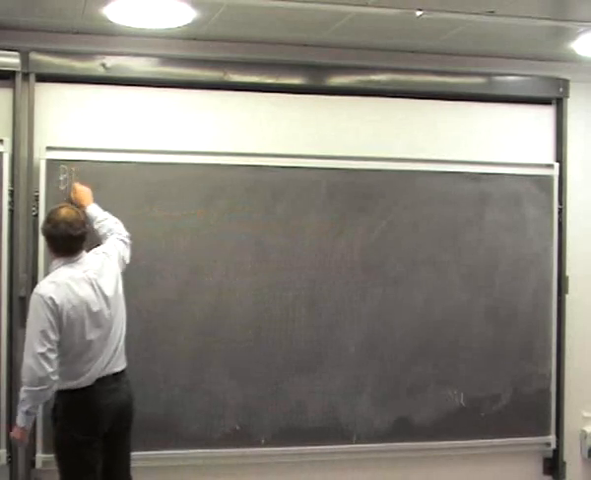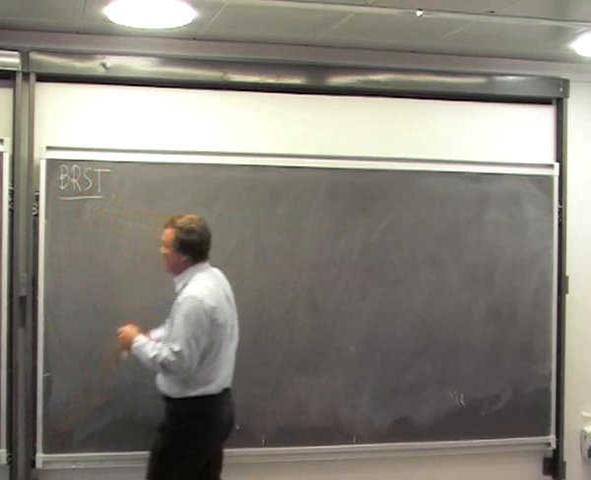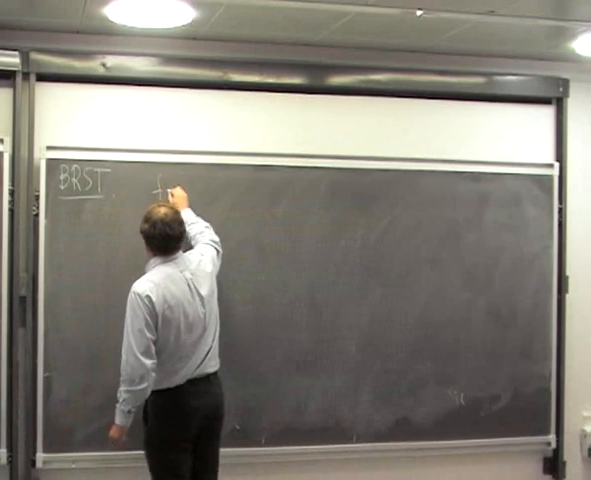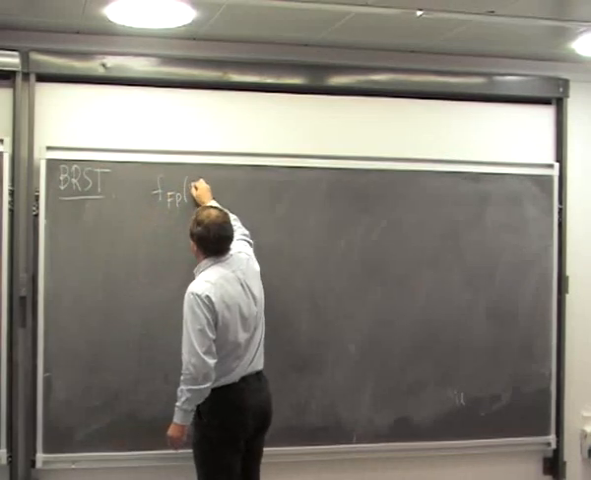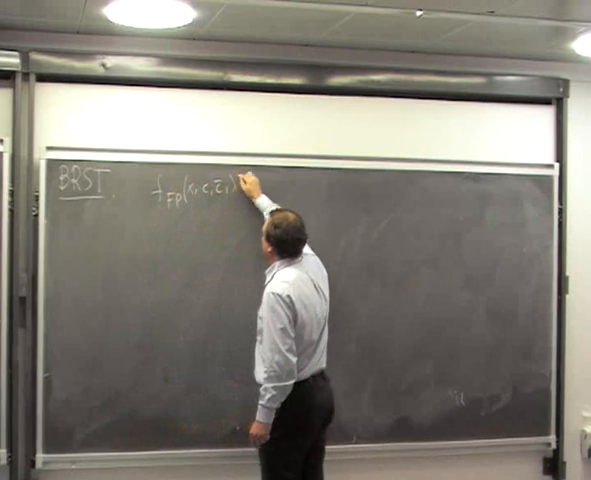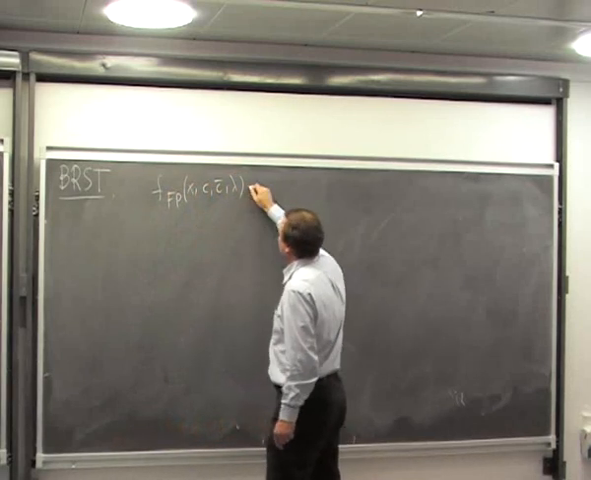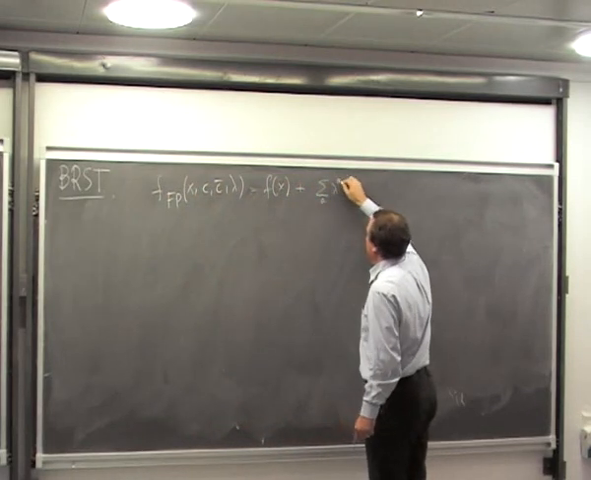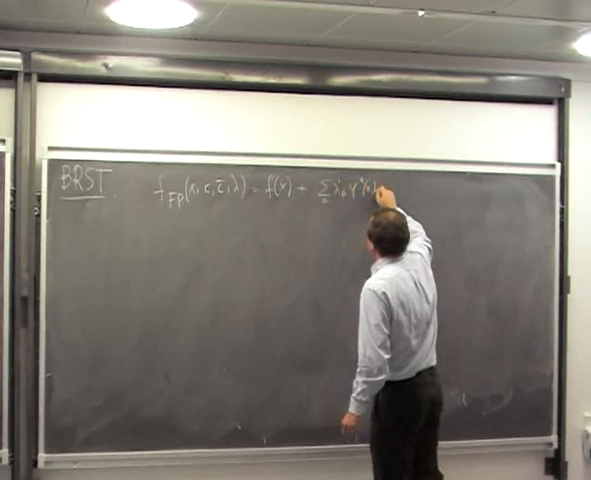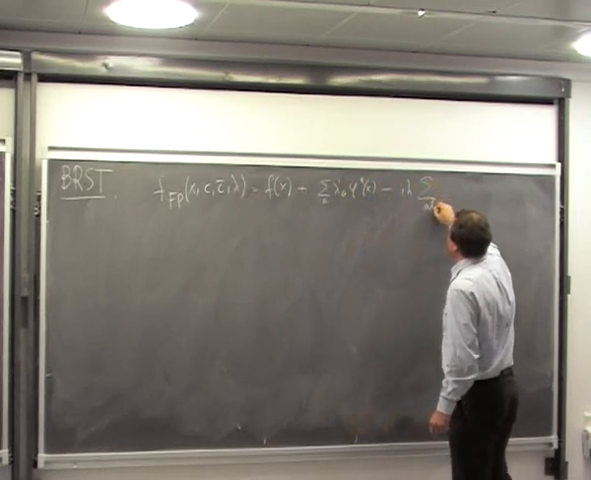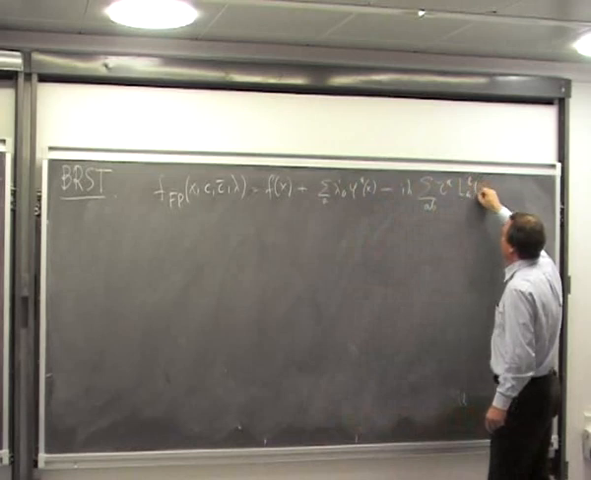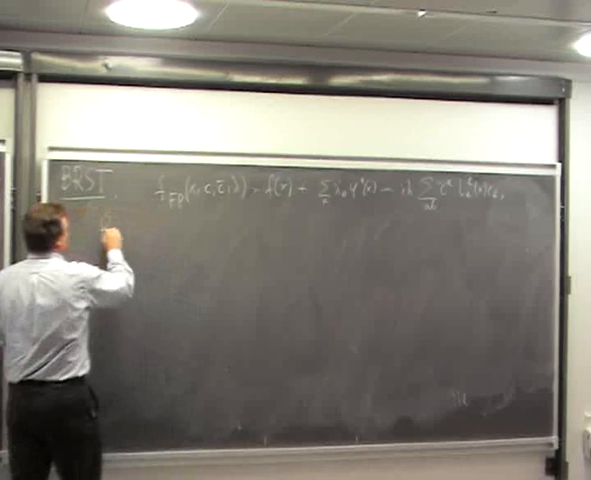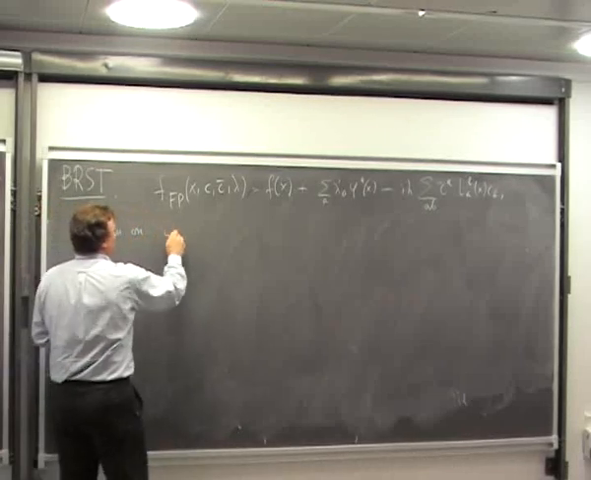Now I want to say a few words about the RST. So let's look again at this Faddeev-Popov function. It's f of x plus this minus this. And it's a function on the supermanifold.